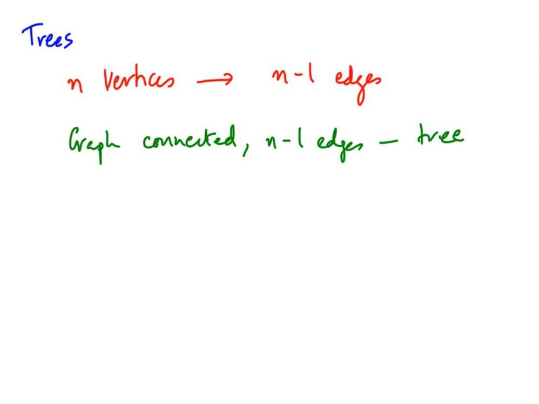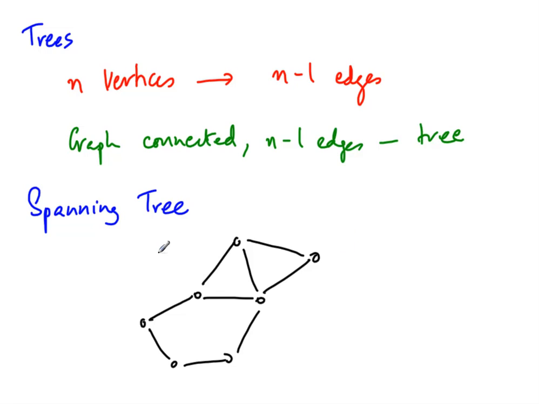Okay, so now let's extend this to the notion of a spanning tree. So suppose we have any graph. For example, we could have a graph that looks like this. This graph is not a tree because it has multiple cycles, but it is connected. A spanning tree consists of choosing some subset of edges so that that subset forms a tree, and moreover it spans the graph. That is, every vertex in the graph is part of that tree.